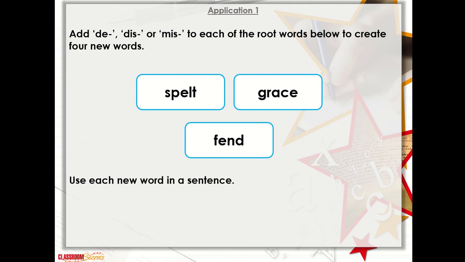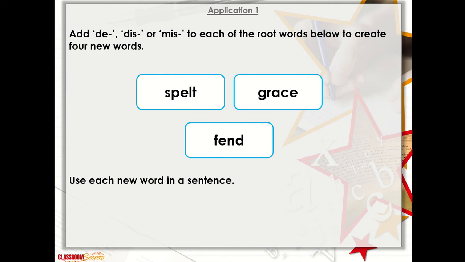And that's very important. And you need to be patient with that. And if you're not sure, it's not a case of guessing. It is a case of getting a dictionary and checking to make sure you get this right. Spelt. Can I despelt something? Can I disspelt something? Or can something be misspelt?